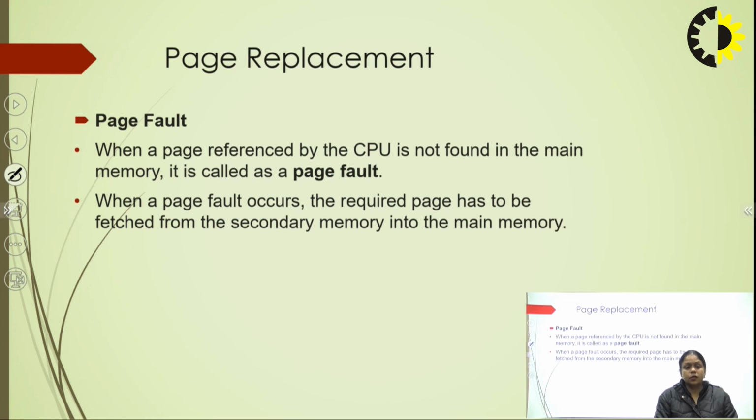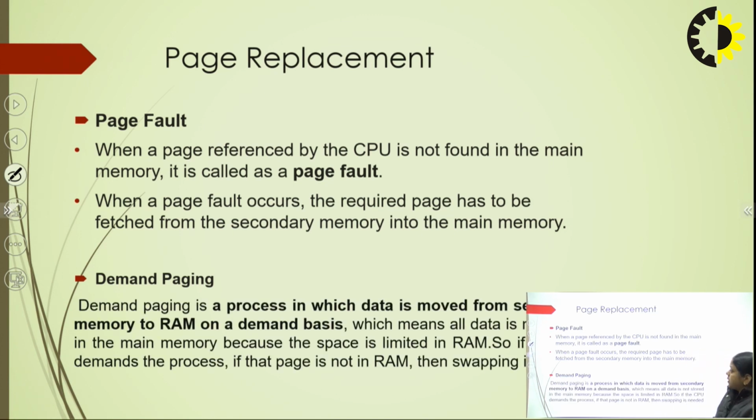Now the next process required is demand paging. Demand paging is a process in which data is moved from secondary memory to RAM on a demand basis only, which means all data is not stored in the main memory because the space is limited in RAM. So if the CPU demands a process, and that page is not in RAM, then swapping is needed. Okay, it means demand paging is required when a page fault occurs, and after demand by the CPU, the page will be transferred from the secondary memory to the main memory.